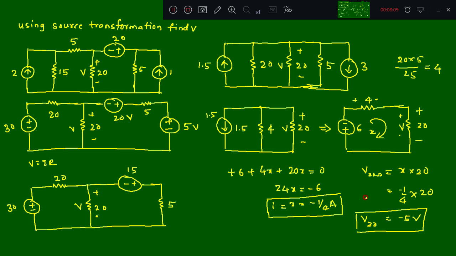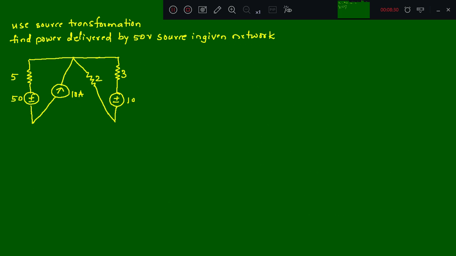Understood? See, as I mentioned, they have asked the voltage across the 20 ohm resistor, right? So till the end, this part we are not touched, means we are not disturbed, we are not altered. So in the source transformation, this is very important. Okay, so let's move on to the next numerical, right?